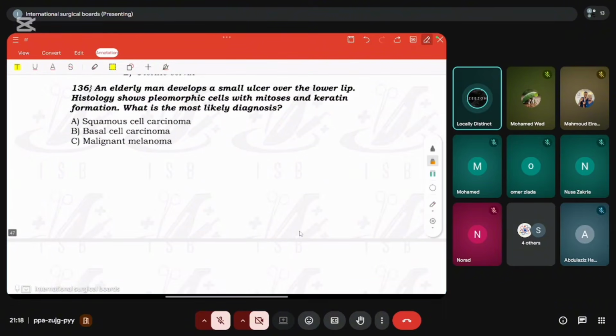An elderly man develops a small ulcer over the lower lip. Histology shows pleomorphic cells with mitosis and keratin formation. What is the most likely diagnosis?